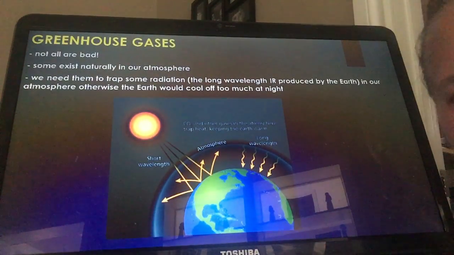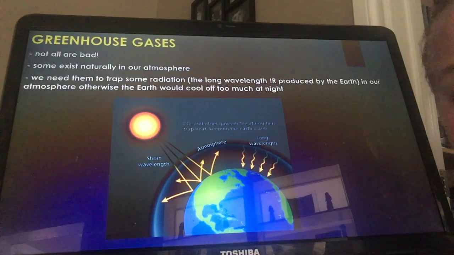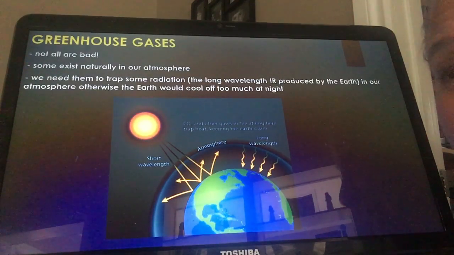Greenhouse gases. We've talked about them quite a bit. We've talked about them already in our ecology unit. You'll talk about them in future years and future courses. Now, when we talk about greenhouse gases, we tend to talk about how they're bad, but they're not actually all bad. We do have some that naturally exist, and we do need greenhouse gases there.